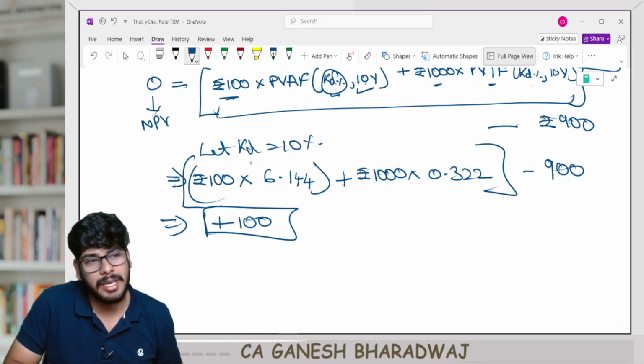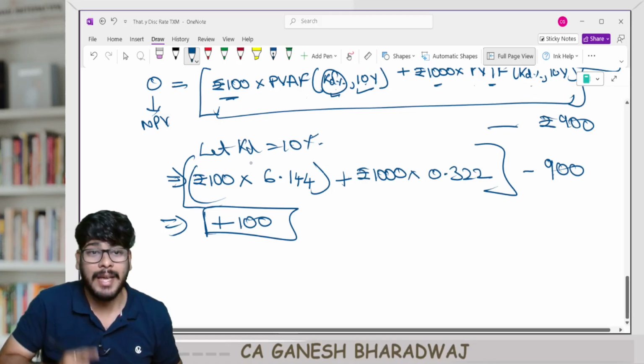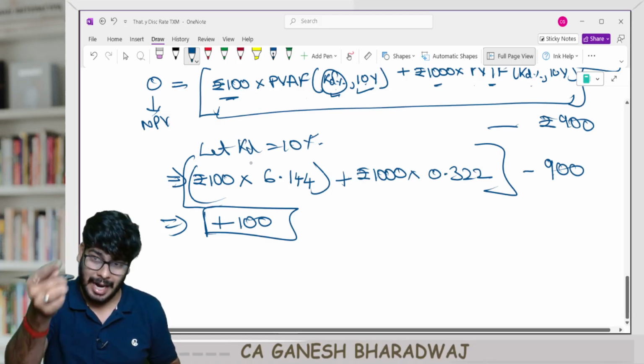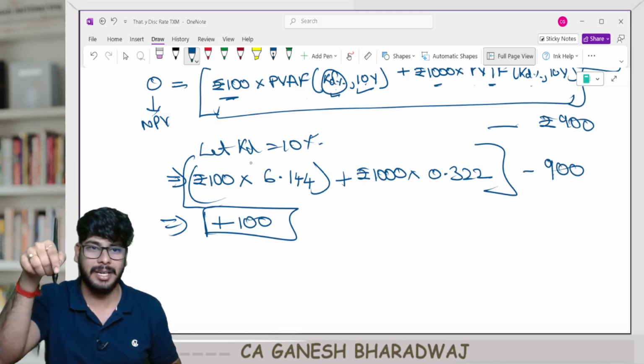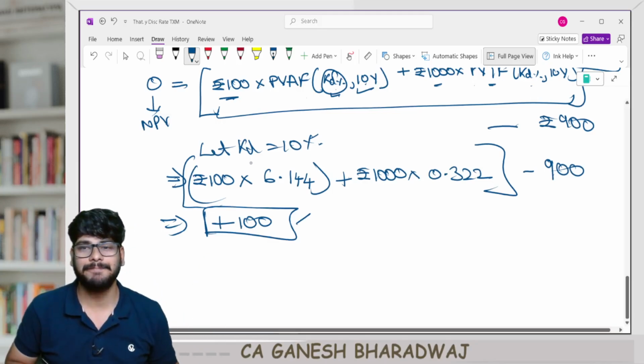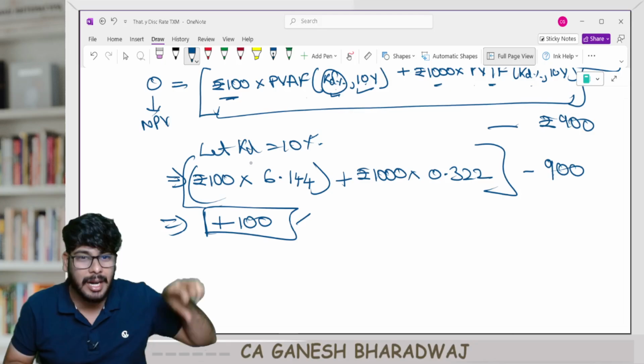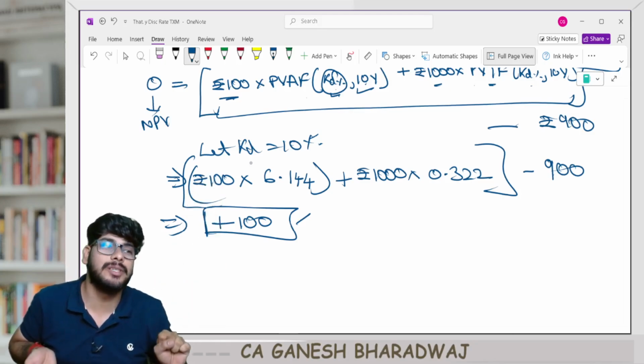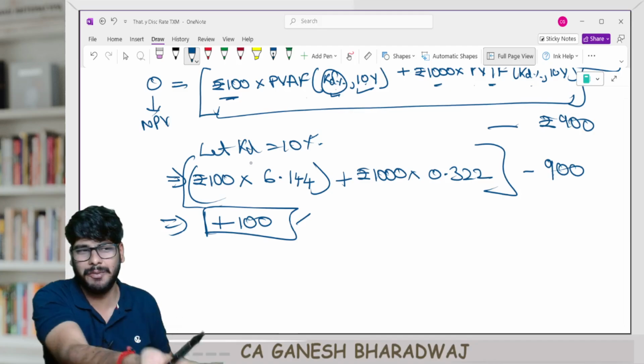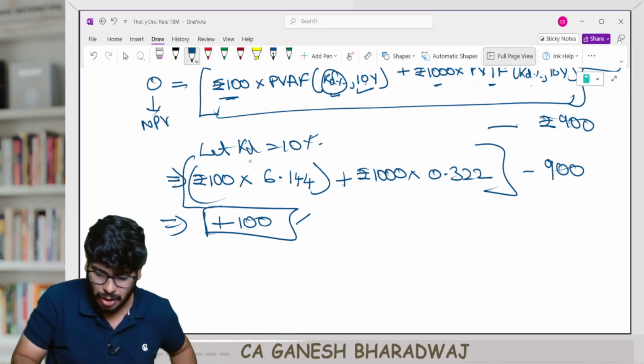Now, can we say KD is equal to 10%? No. Why? Had KD been equal to 10%, had 10% been your IRR, that is KD, then you would have got a final answer of 0. But what is the answer you got? 100. So you want your final answer to reduce. How will you reduce it? By increasing your discount rate. This is what we saw in the trial and error method, right? So now what do we do?